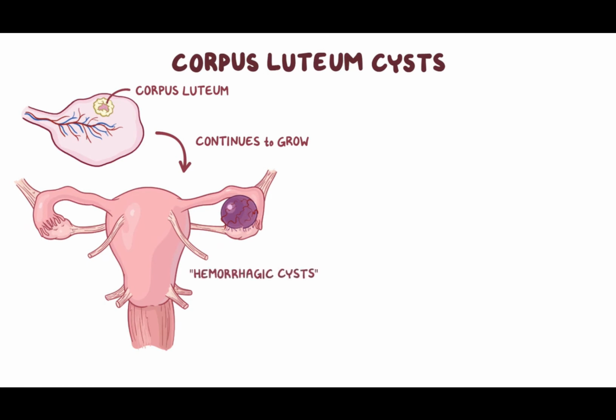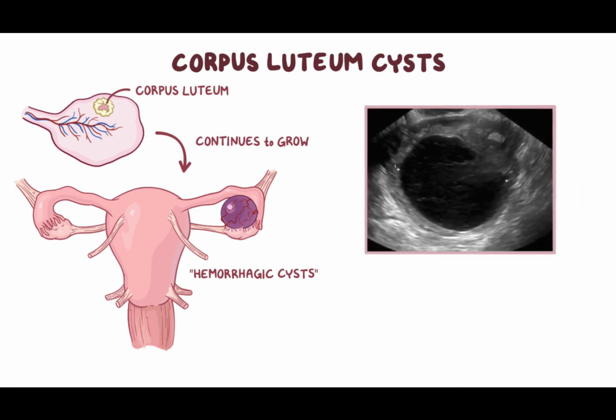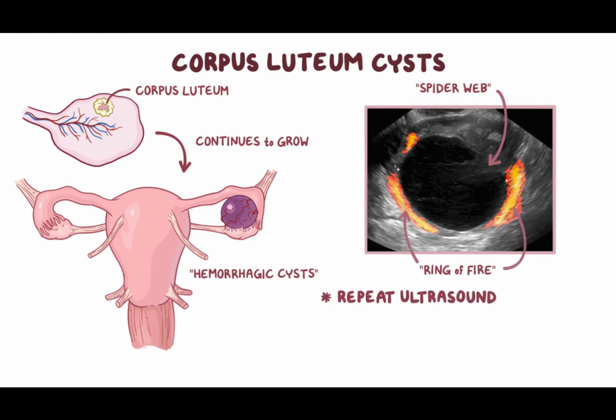They can look like simple cysts, but more often the blood within them clots in a way that gives them a spiderweb appearance on ultrasonography. Doppler ultrasound might show blood flowing around the cyst, sometimes called the ring of fire, but not inside the cyst. A repeat ultrasound is usually done in about 3 months, and by that time the blood is usually resorbed, and the cyst goes away on its own.